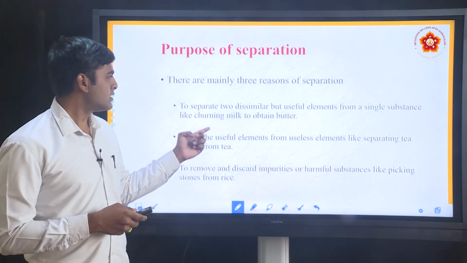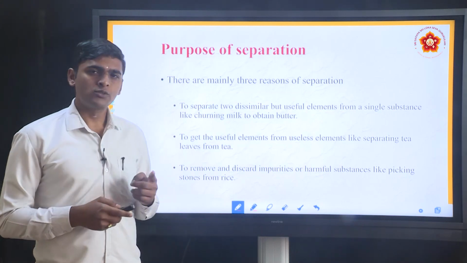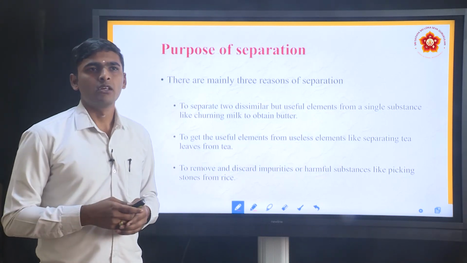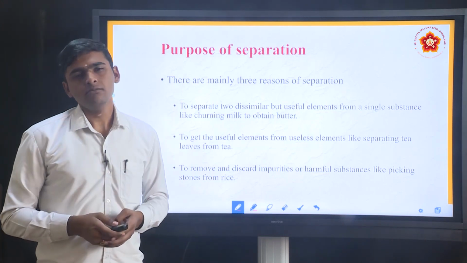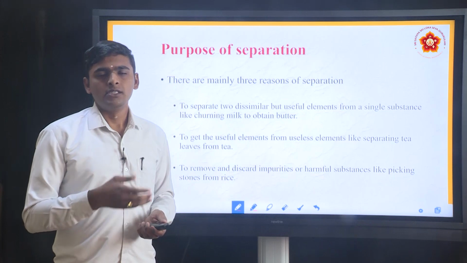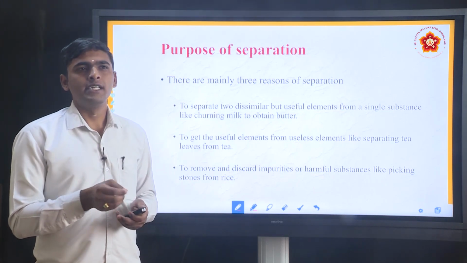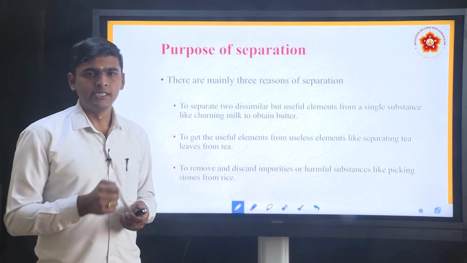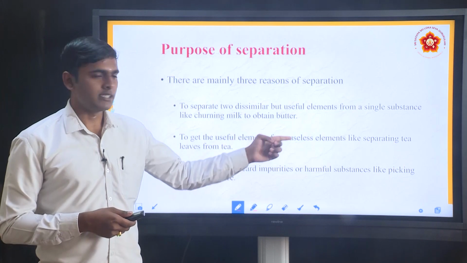So, this is the first reason for which we separate substances. And the second one, to get the useful elements from the useless ones, such as separating tea leaves from the tea. Here also, separating tea leaves from the tea is necessary because tea leaves are not required for us, only tea is required to drink. So, we separate useful elements from the useless elements.